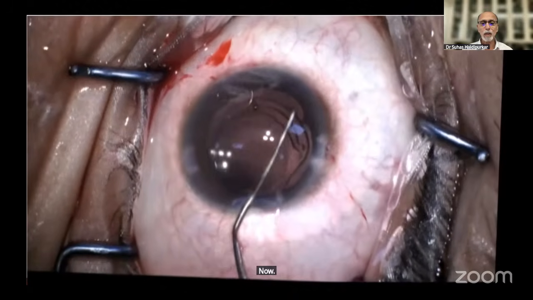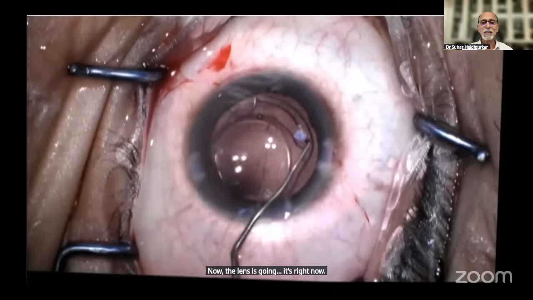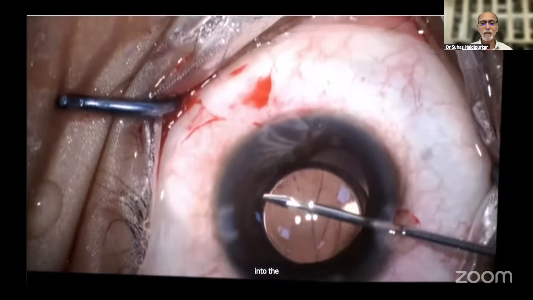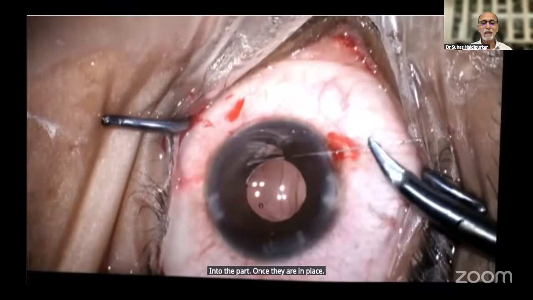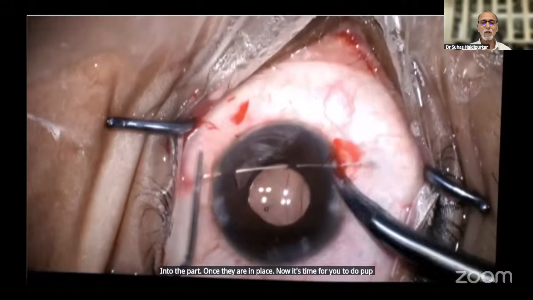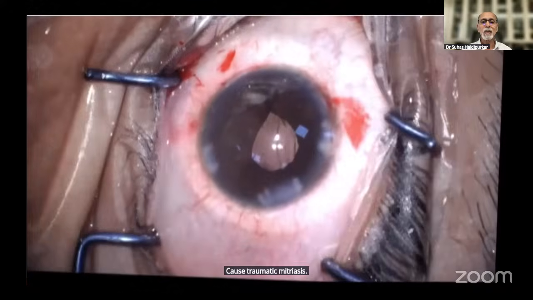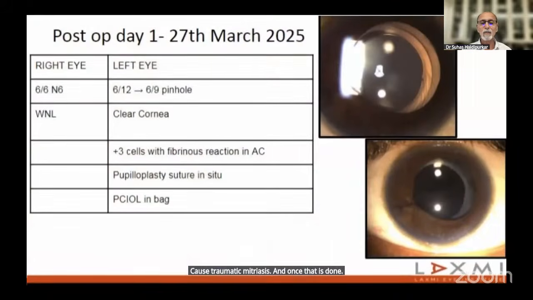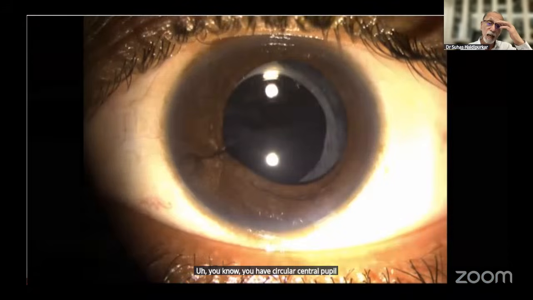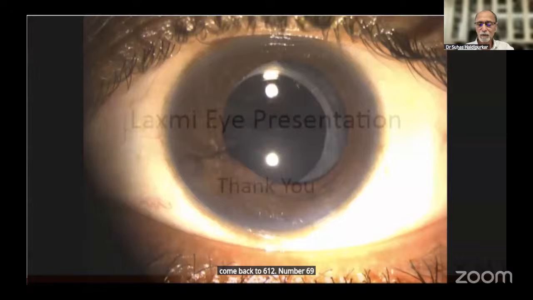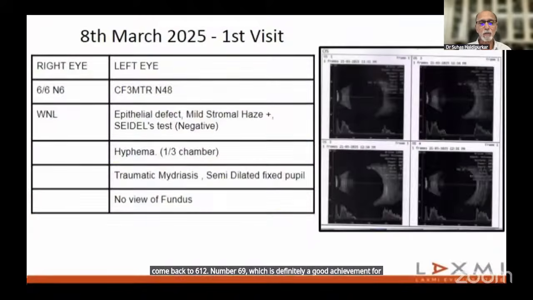Now the lens is right now in the AC, and very delicately the haptics are placed into the bag. Once they are in place, it's time to do pupilloplasty, because normally these traumas cause traumatic mydriasis. Once that is done, you have a circular central pupil, and this eye on post-op looks very quiet. On the 12th day, his vision has come back to 6/12, and now he's 6/9, which is definitely a good achievement for the kind of trauma this patient had.